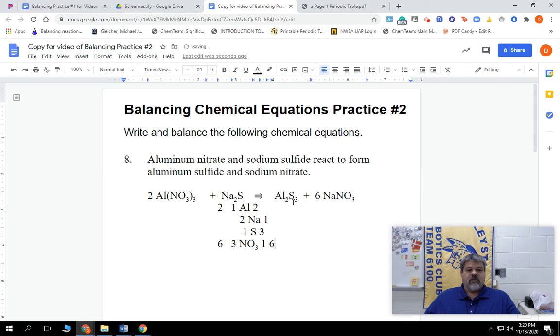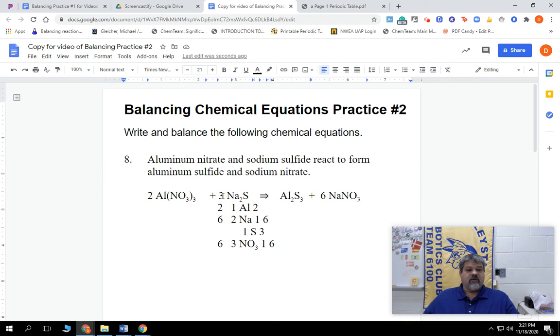But how many sodiums do I have? I have 6 sodiums. So I'm going to put 6 sodiums there, chase it to this side. What do I put right here to make sure I have 6 sodiums? So what times 2 equals 6? I'm going to put a 3 right there. So now 3 times 2 is 6. So now I have 6 sodiums, 6 on each side.